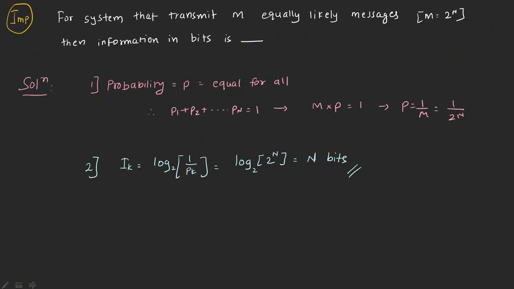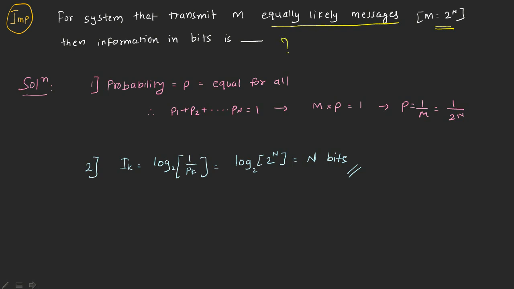Now this is a variation of the question, and it is very important. For a system that transmits m equally likely messages, and they are giving that the transmitted m messages can be written as 2 raised to n, then what is the information in bits?